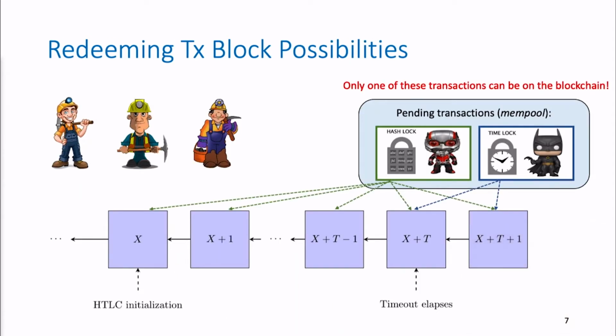Observing the blockchain, let's say we initialized the HTLC on block X. This means that by providing the suitable pre-image, Ant-Man can get the tokens starting at block X, or Batman can get the tokens at block X plus T and onwards. And obviously, only one of them can get the tokens, right? Because removing the tokens redeems the contract. Also note that the miners are those who pick which transaction is included in the blockchain, and therefore the miners choose which of these parties get to redeem the tokens.